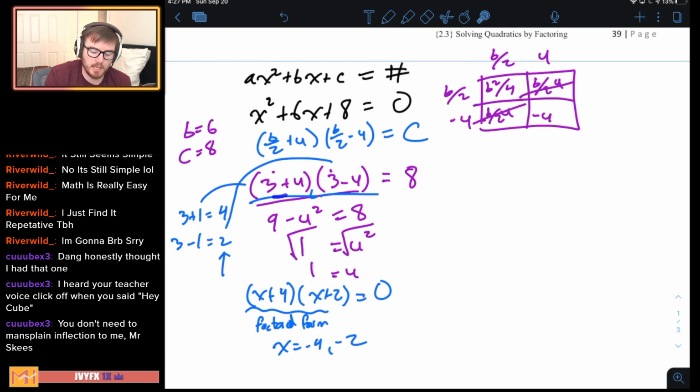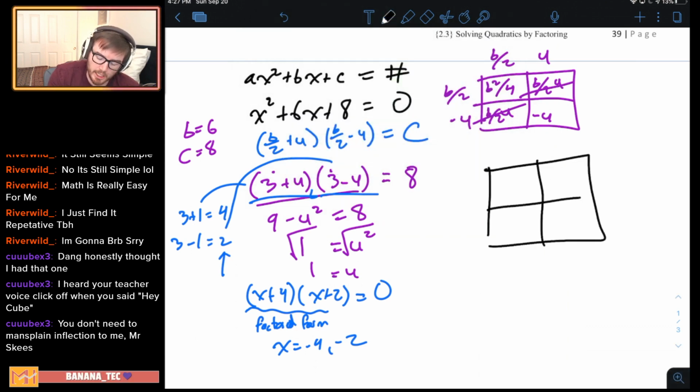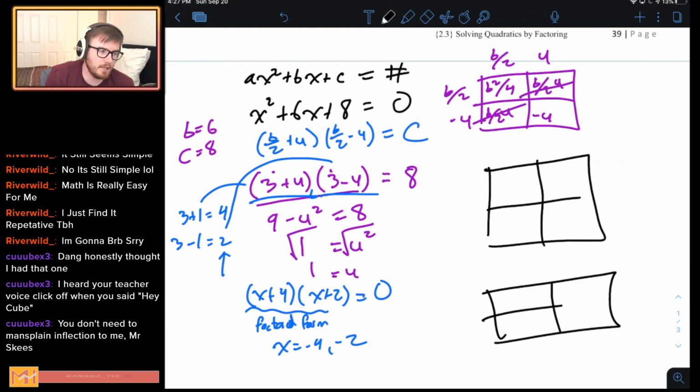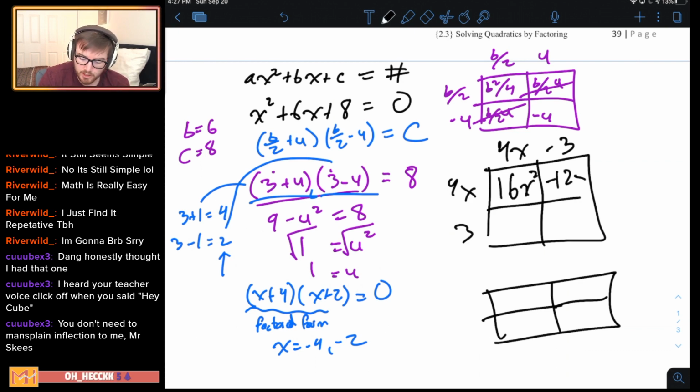Because we have 3 plus u, 3 minus u. We have the same thing. One's a plus, one's a minus. Right? I cannot stress that enough. I'll literally sit here and do 3 examples to prove my point. 4x minus 3 and 4x plus 3. So I end up with 16x squared minus 12x plus 12x and minus 9. The middle term cancels. I just end up with 16x squared minus 9.